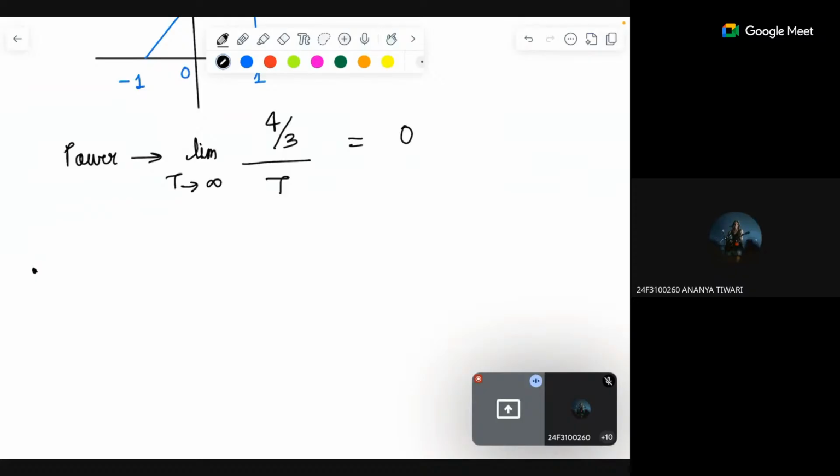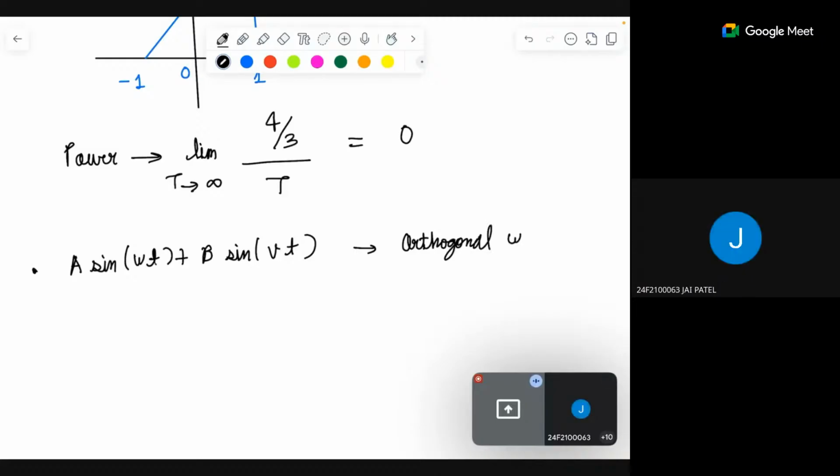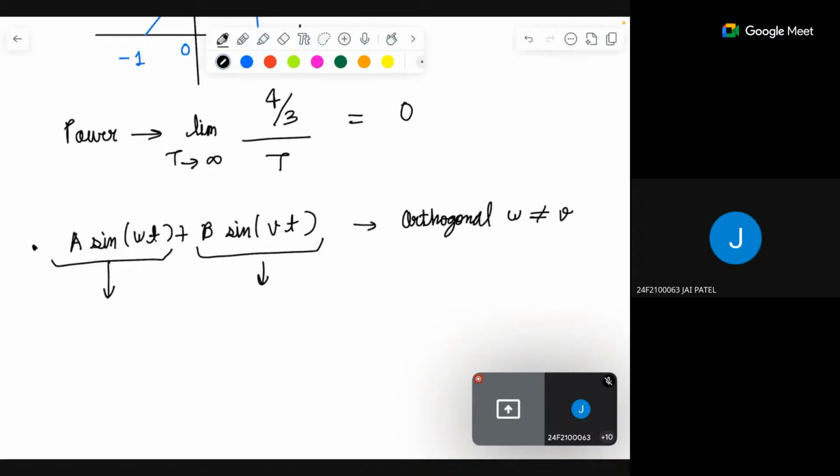And now let us take this: a sine omega t plus b sine vt. So these signals will be orthogonal. When will they be orthogonal? Yes, they will be orthogonal when omega is not equal to v. Do you remember you computed the energy of this kind of signal? What will it be? Sorry, power of these signals.